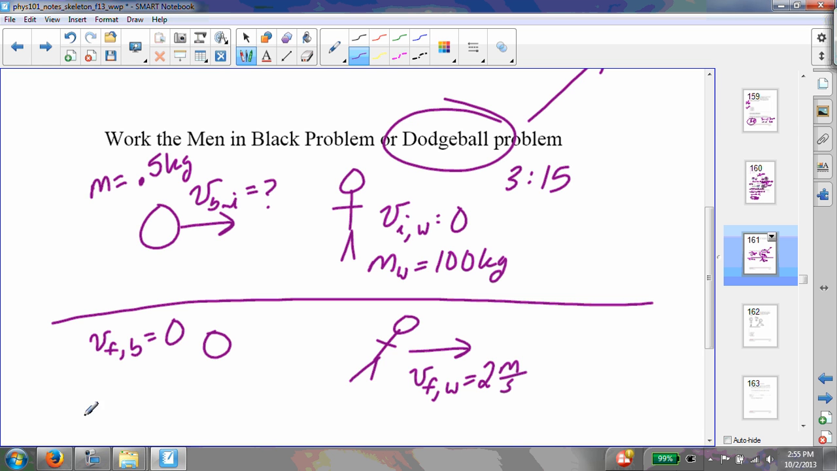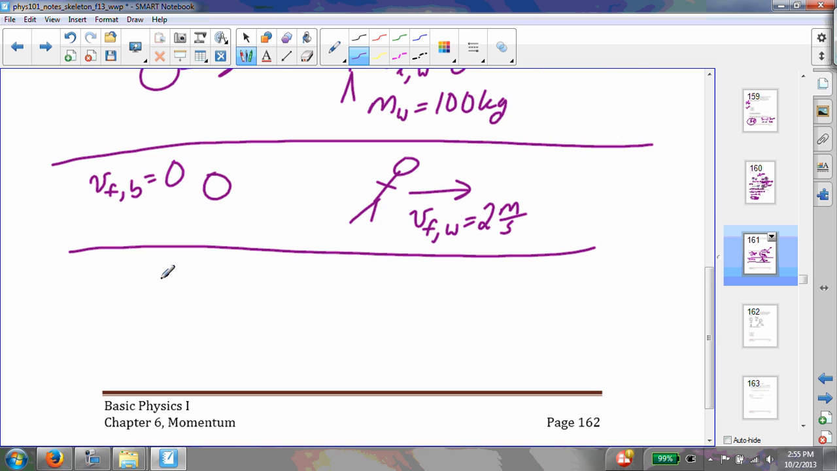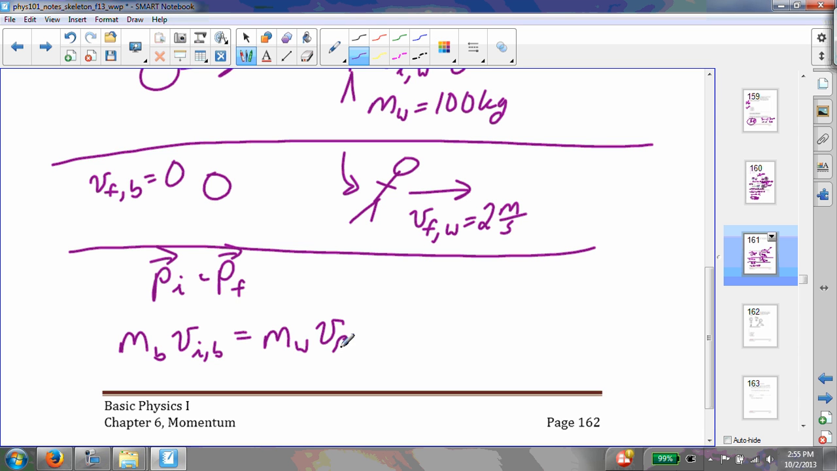Okay, so now we want to say our initial momentum equals our final momentum. Initially, only the ball has momentum. All right, so White Goodman has 0 momentum because he has 0 velocity, so I'm just not even going to write that. In the final state, only White Goodman has momentum, because the ball actually stops.